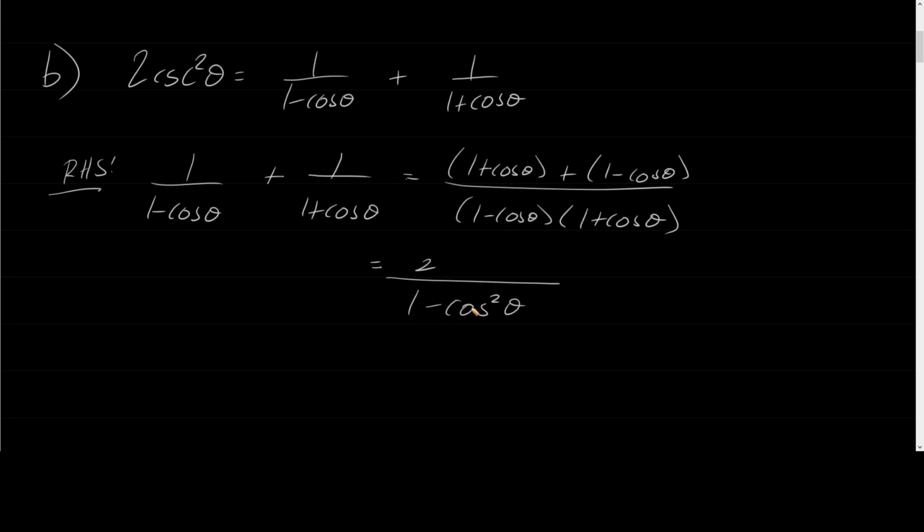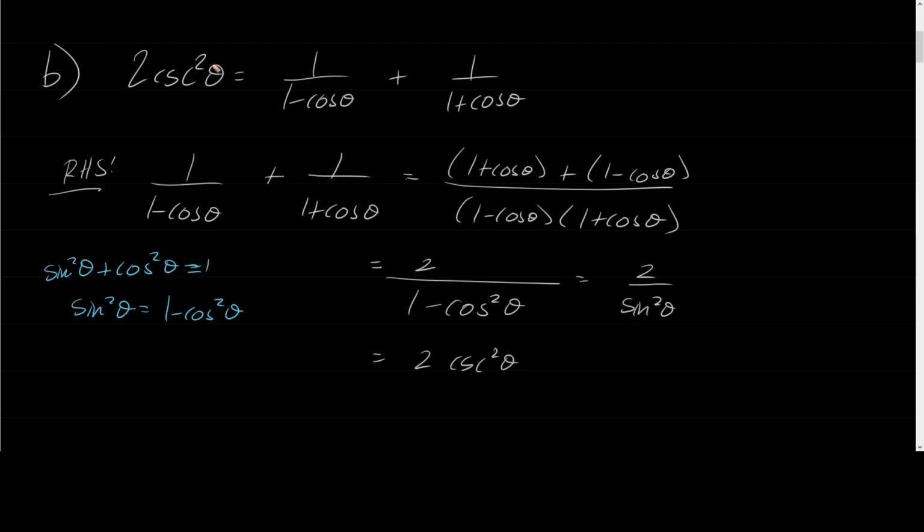Now, 1 minus cosine squared, from the Pythagorean identities, and by the way, the one I'm talking about is that sine squared plus cosine squared is equal to 1, which tells me that sine squared is equal to 1 minus cosine squared. So I can use that to rewrite this as 2 over sine squared theta. But having sine squared on the bottom is the same as having cosecant squared on top, which is our left-hand side. So now we're done verifying it.